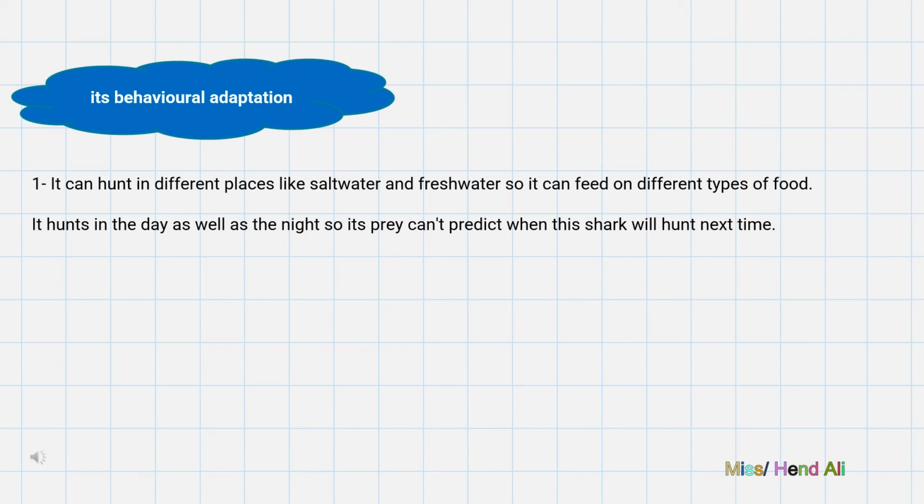Its behavioral adaptation. It can hunt in different places like salt water and fresh water, so it can feed on different types of food. It hunts in the day as well as at night, so its prey cannot predict when this shark will hunt next.